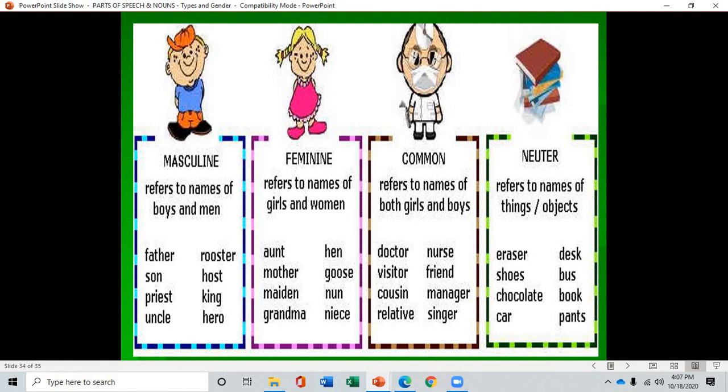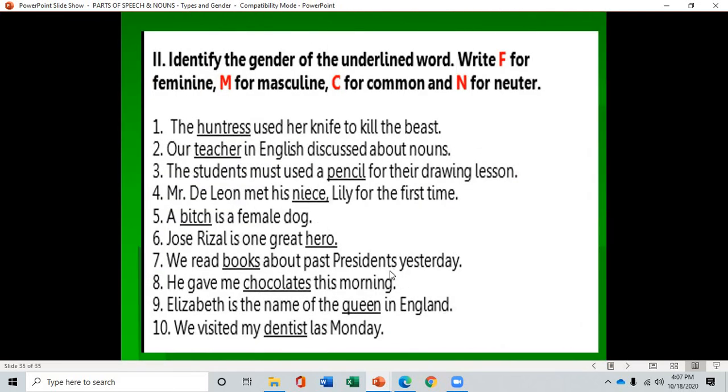Okay? Whereas in neuter, sa neuter naman, refers to names of things and objects. Okay? So these are non-living things. Sila yung mga walang buhay. Kaya they are called neuter. For example, eraser, shoes, chocolate, car, desk, bus, books, pants. Okay. So these are the gender of nouns.